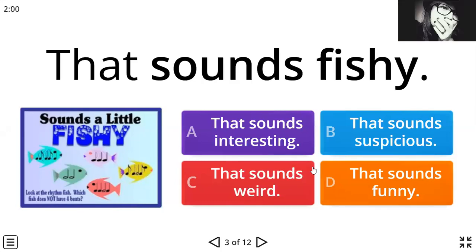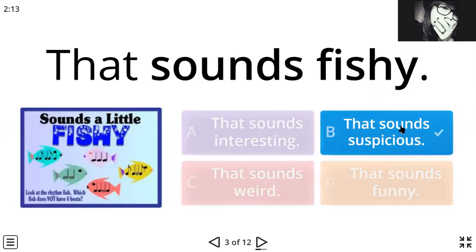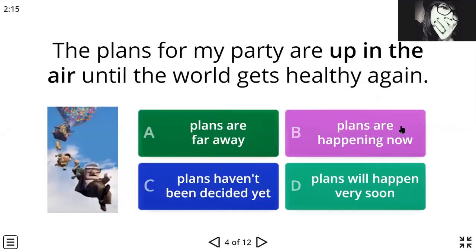So, real Newton, please. Sounds fishy: interesting, suspicious, weird, or funny? The real me thinks that it's the letter B. Suspicious. Suspicious. Yay! Very good. You're excellent, real Newton. Next.